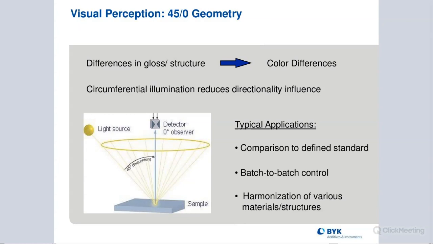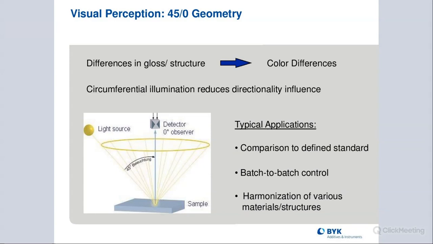geometry to look at, and that's a 45-0 geometry. And these instruments usually have circumferential illumination. In other words, they're illuminating from around the circumference of the light source, and then illuminating down at 45 degrees, and then picking up at the detector or zero angle. And these instruments are usually used when you're comparing to a defined standard. So what does that mean? That means that you have a standard that's been approved for color, gloss, and texture. And so I want to compare like things to like things.